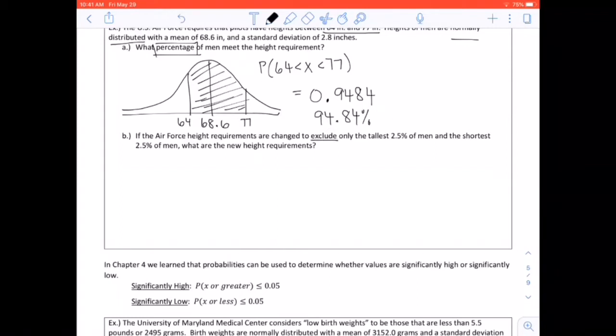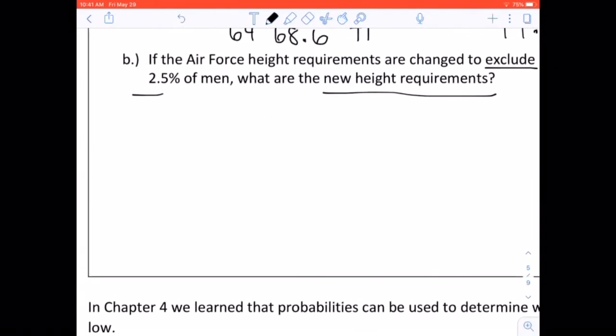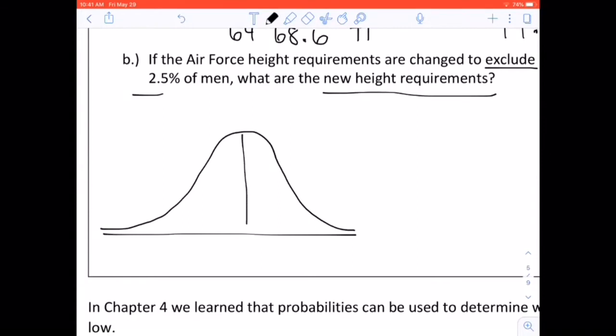Part B says if the Air Force height requirements are changed to exclude, so we're going to exclude the tallest 2.5% of men and the shortest 2.5% of men, what are the new height requirements? So again, let's go ahead and sketch our bell-shaped curve, our normal curve. The average height for men is still the same, so let's go ahead and put in 68.6 in the middle.